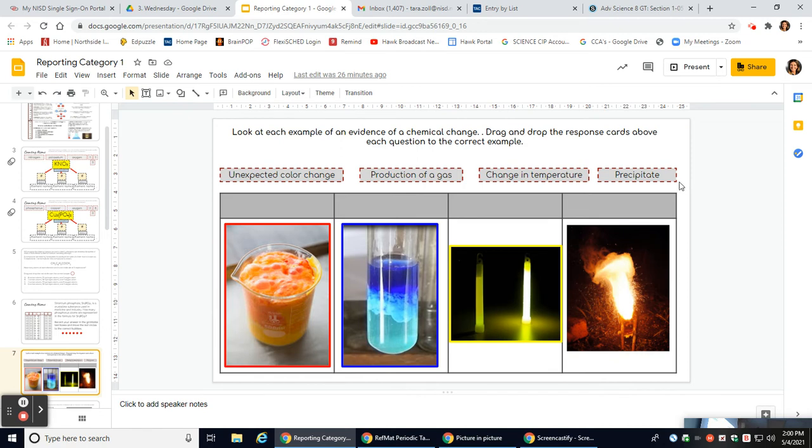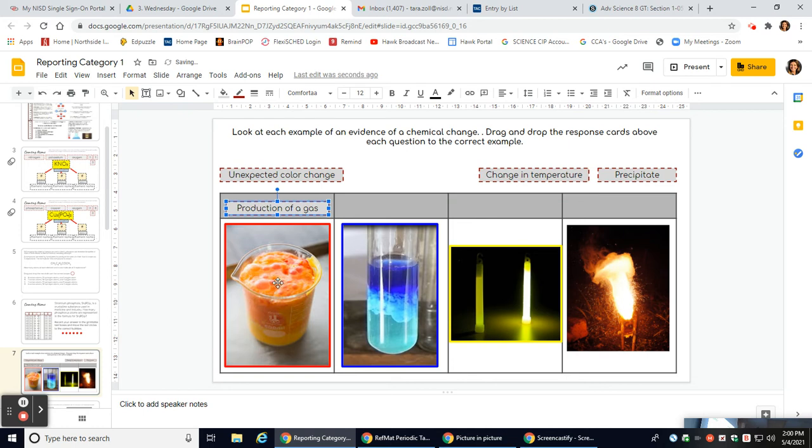All right, so now we're going to look at each example of an evidence of a chemical change, and we're going to drag and drop the response cards to each question to the correct example. So whenever I see a production of a gas, I know that I must have bubble, fizzing, and foaming. Remember, gases are odorless and colorless. So in order to understand a gas is being produced, I have that bubble, fizzing, foaming.